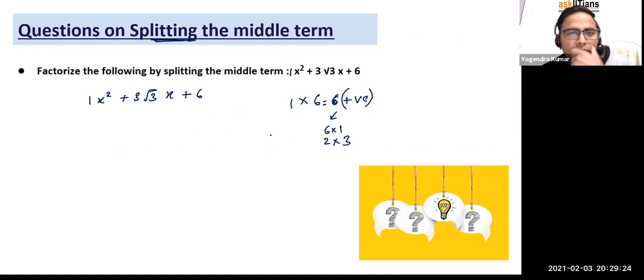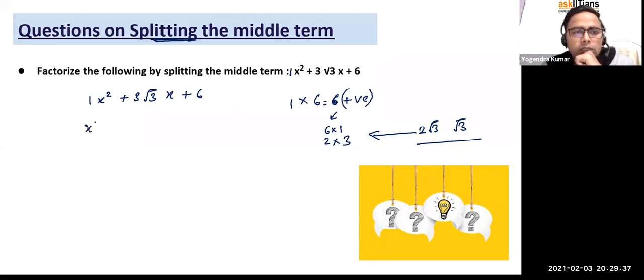So I want to split. Okay, so 3 root 3. Can I split it like 2 root 3 and root 3, right? Because their product will give me 6. Are you getting it? So I think that is the easier thing. Okay, we can do 2 root 3 x plus root 3 x plus 6, right?